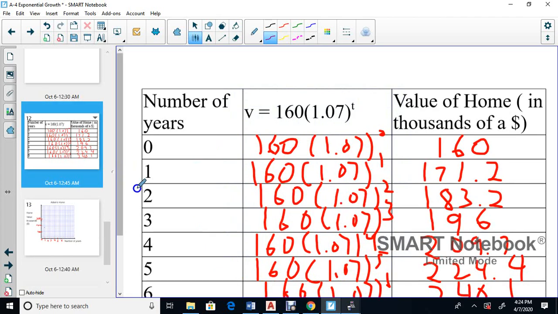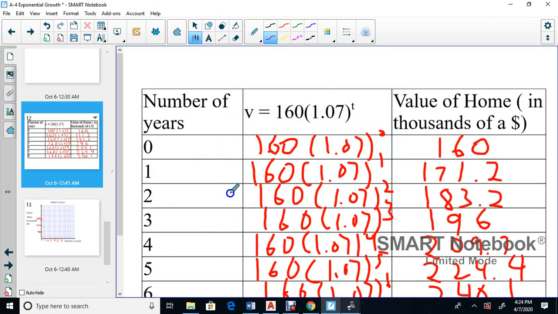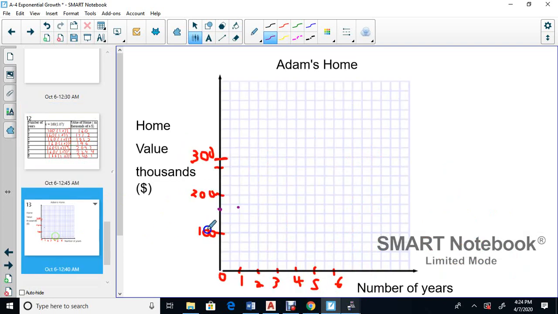Okay, at 2, we're at 183.2. Let's just check. At 2, we're at 183.2. That's 75. So just here, right about there.